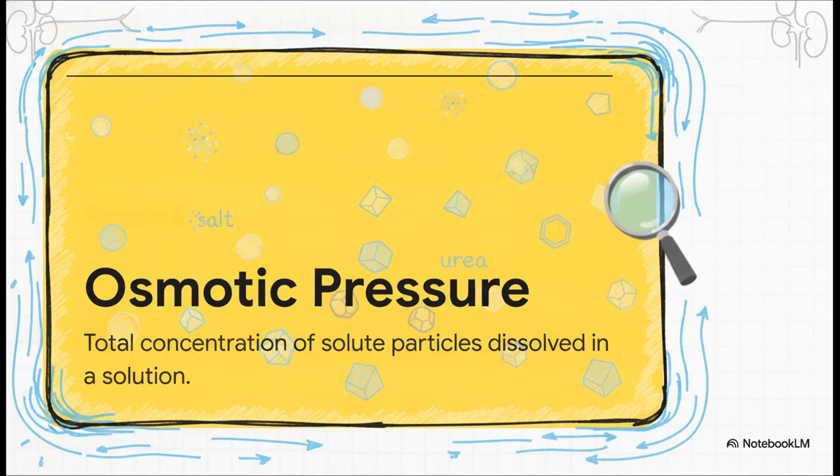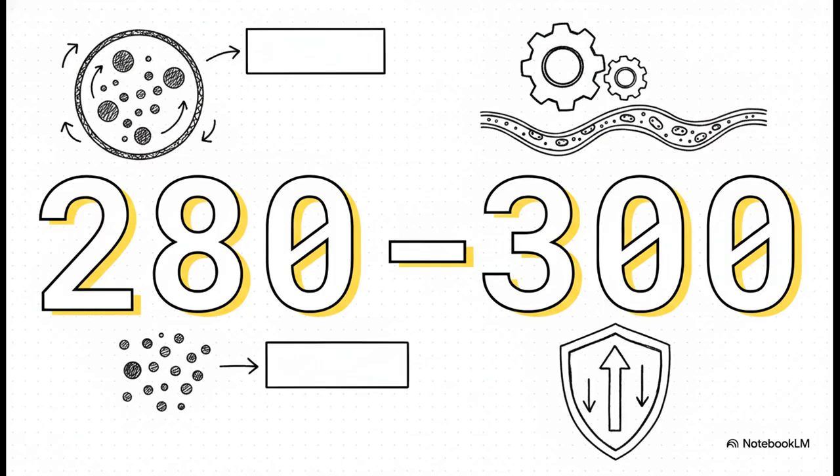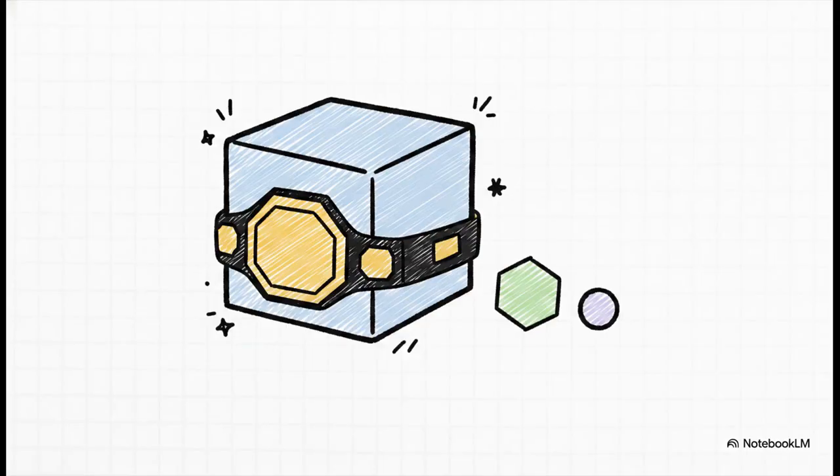Which brings us to a magic window, 280 to 300 milliosmoles per kilogram. This number is your normal blood osmolality. It's the isotonic baseline that your body fights around the clock to maintain. When your blood plasma sits right in this sweet spot, your body fluids are in a happy, isotonic state. The pressure inside the cell perfectly matches the pressure outside the cell, which means water is flowing in and out at exactly equal rates. But how do we actually measure this?